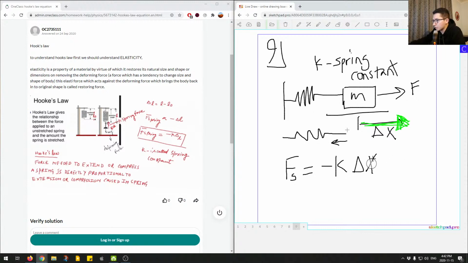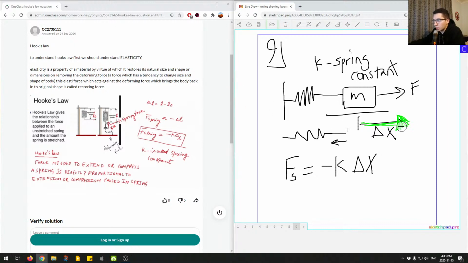And that's why there's a negative sign right here. Because if we have a positive delta x in this direction, we're going to be pulling the spring in this direction. That means the spring is going to be stretched. The force that the spring has, the restoring force, is acting in the opposite direction.